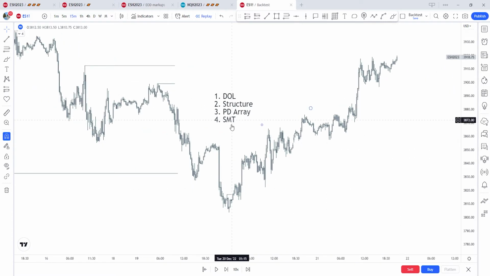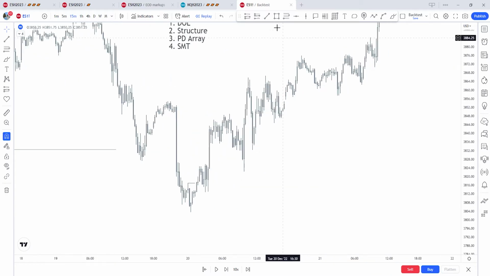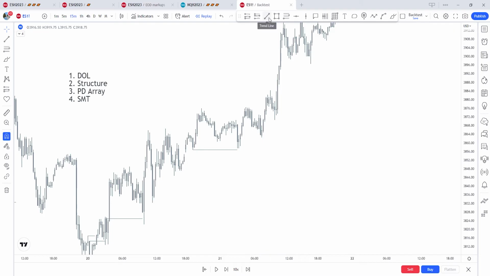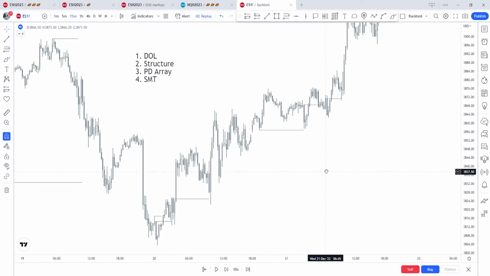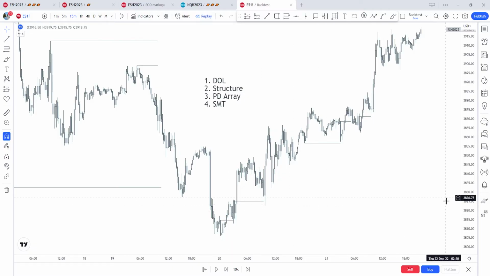So the next thing is PD array. I'm going to just mark the PD arrays for now. All right, these are the PD arrays that we're going to use.